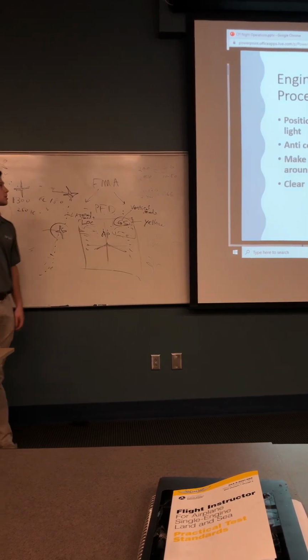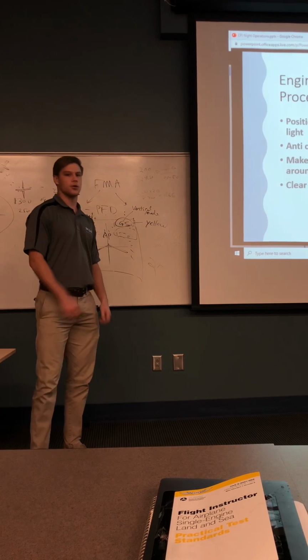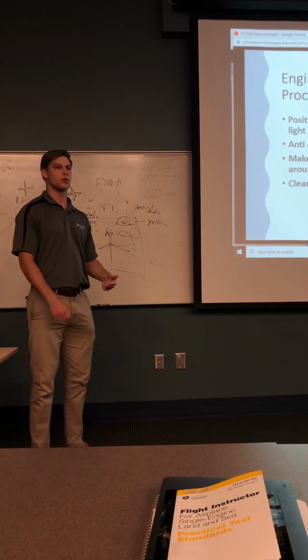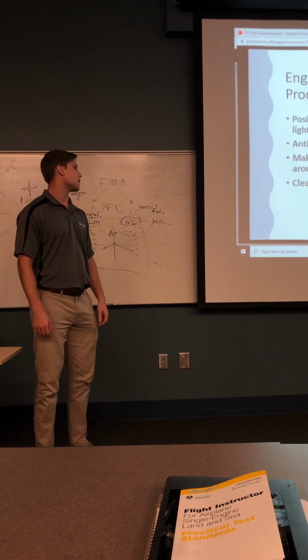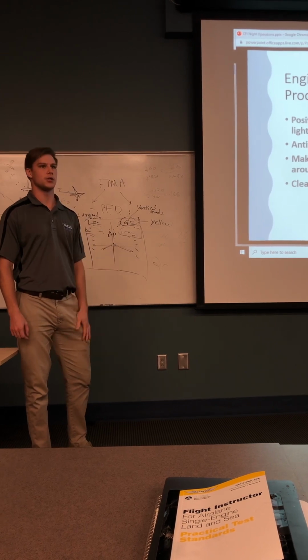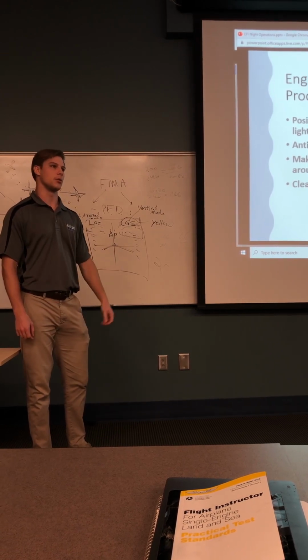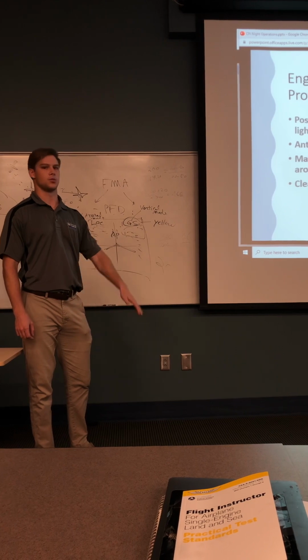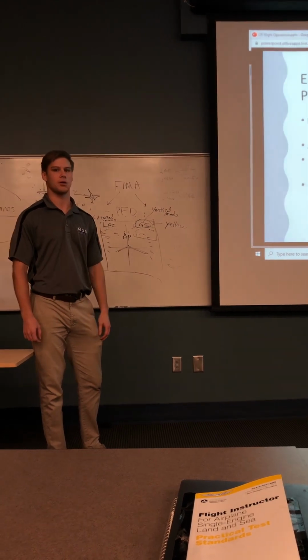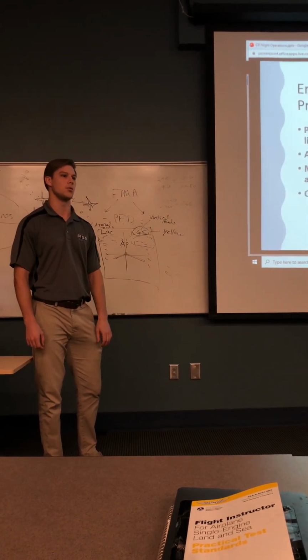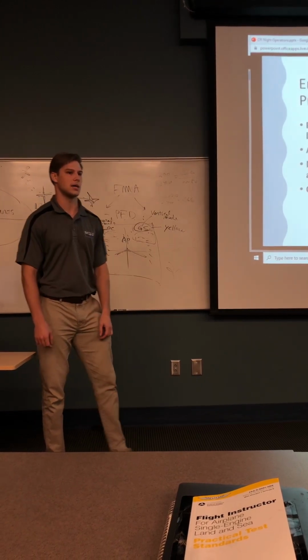So engine starting procedure: you want to go ahead and turn your position light and landing light on before you start the engine, and your anti-collision lights. Obviously make sure nobody's around the plane. Yoke clear, maybe give it a couple seconds. Really make sure you look outside and make sure nobody's walking around, because it will be darker conditions, and you don't want to start the prop and some dude's tying a shoe in front of it.